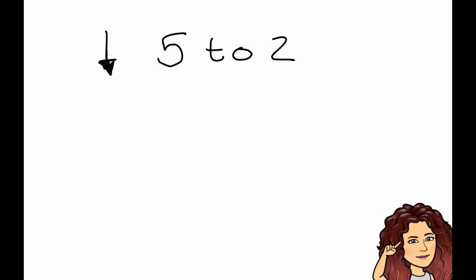The next thing we have to do is work out the difference between the original number and the new number. So I want to know how much did it decrease. To work that out, I'm going to say 5 minus 2, and my answer is 3. Now I have to write it as a fraction. My original number becomes my denominator, and the difference between the two becomes my numerator. In other words, out of the 5, I got 3 less. So that is where that fraction comes from.